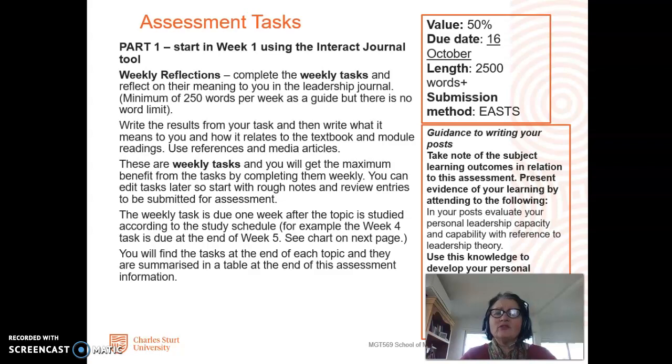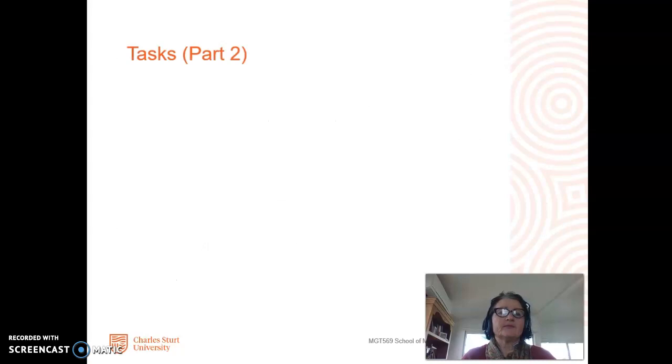So a bit of guidance on writing your post. Take note of the subject learning outcomes in relation to the assessment. Present evidence of your learning by attending to the following. In your post, evaluate your personal leadership capacity and capability with reference to leadership theory. So always relate practice to theory. Use this knowledge to develop your personal leadership capability by identifying short and long-term growth needs in the context of personal values and organisational context. And this will serve you well for this final assessment where you'll have a personal action plan.